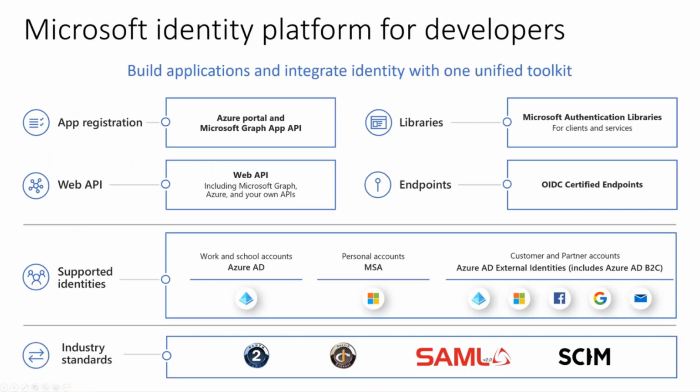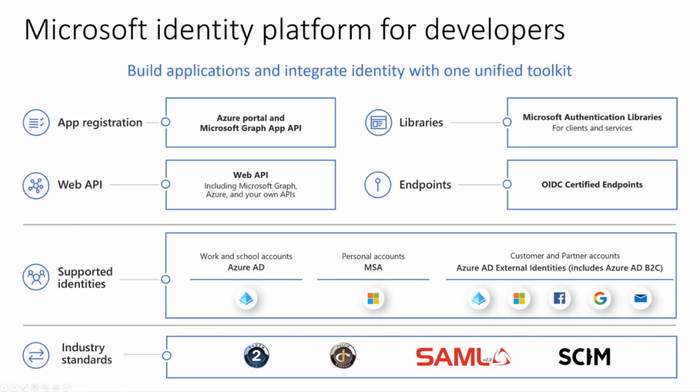And we have OpenID Connect and OAuth 2 certified endpoints, which allow you to make applications which are protocol independent and quite interoperable. We also have popular APIs like Microsoft Graph and Azure Service Management APIs that you can use to manage your resources and get access to your data in the Microsoft Cloud. We support various types of identities, the most popular being Azure AD, Microsoft accounts, which is your Hotmail and Outlook, and a whole set of external identities via our B2C product.